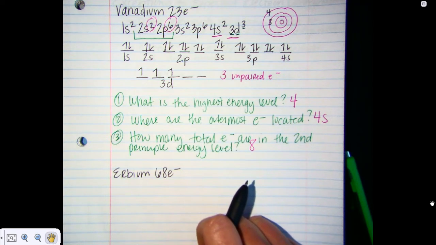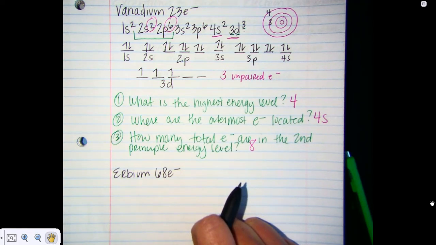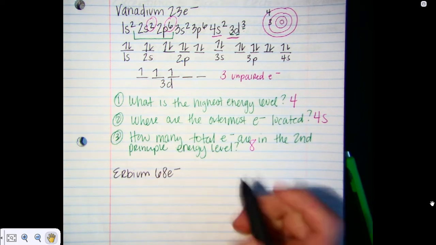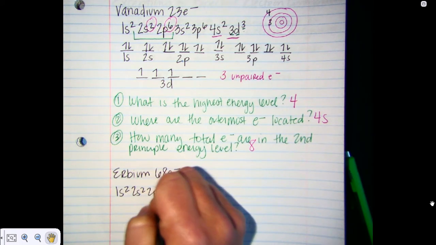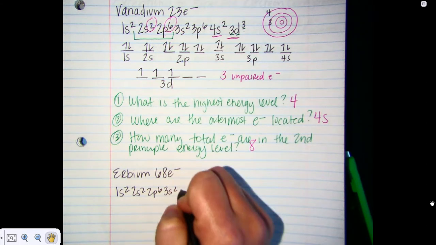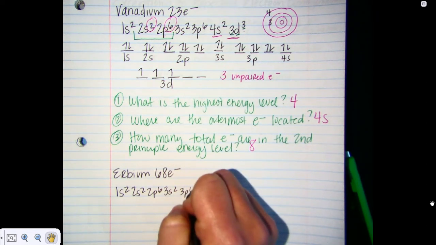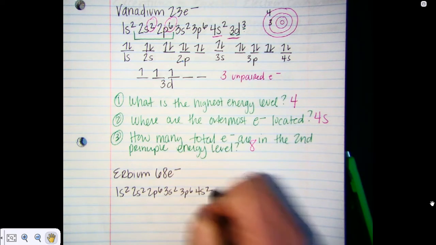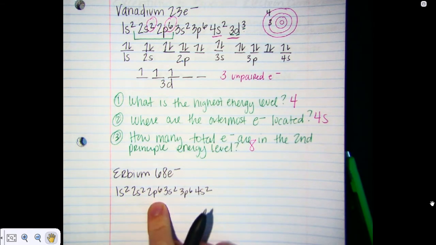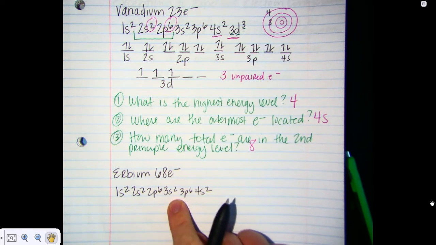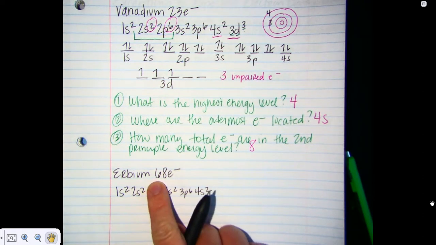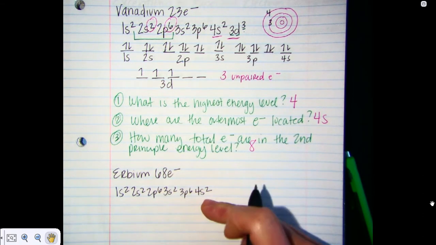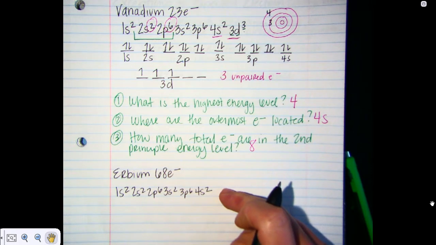Right? So we're going to just start going, and we'll spot check as we go and see where we end up. So erbium, 1s2, 2s2, 2p6, 3s2, 3p6, 4s2, right? So 2 plus 2 is 4, plus 6 is 10, plus 2 is 12, plus 6 is 18, plus 2 is 20. Well, I've got 68. I've used 20. I have 48 to go. So got to keep going.